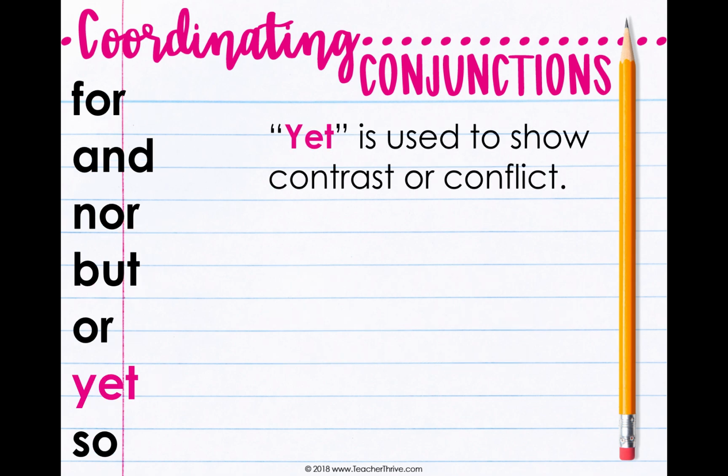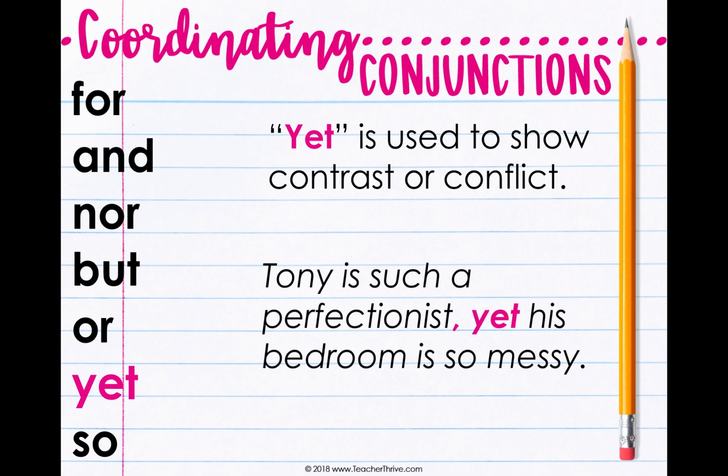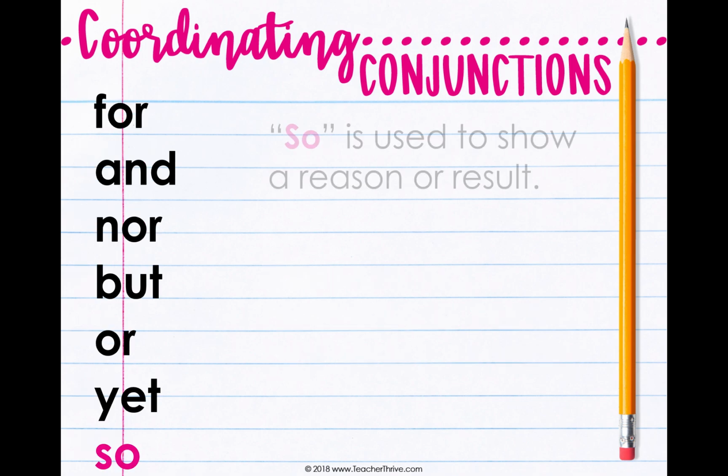Yet is used to show contrast or conflict once again. Tony is such a perfectionist, yet his bedroom is so messy. Tony is such a perfectionist is a simple sentence. It's an independent clause. His bedroom is so messy is also a simple sentence, an independent clause, and it's joined by the comma and the conjunction yet. It's showing contrast.